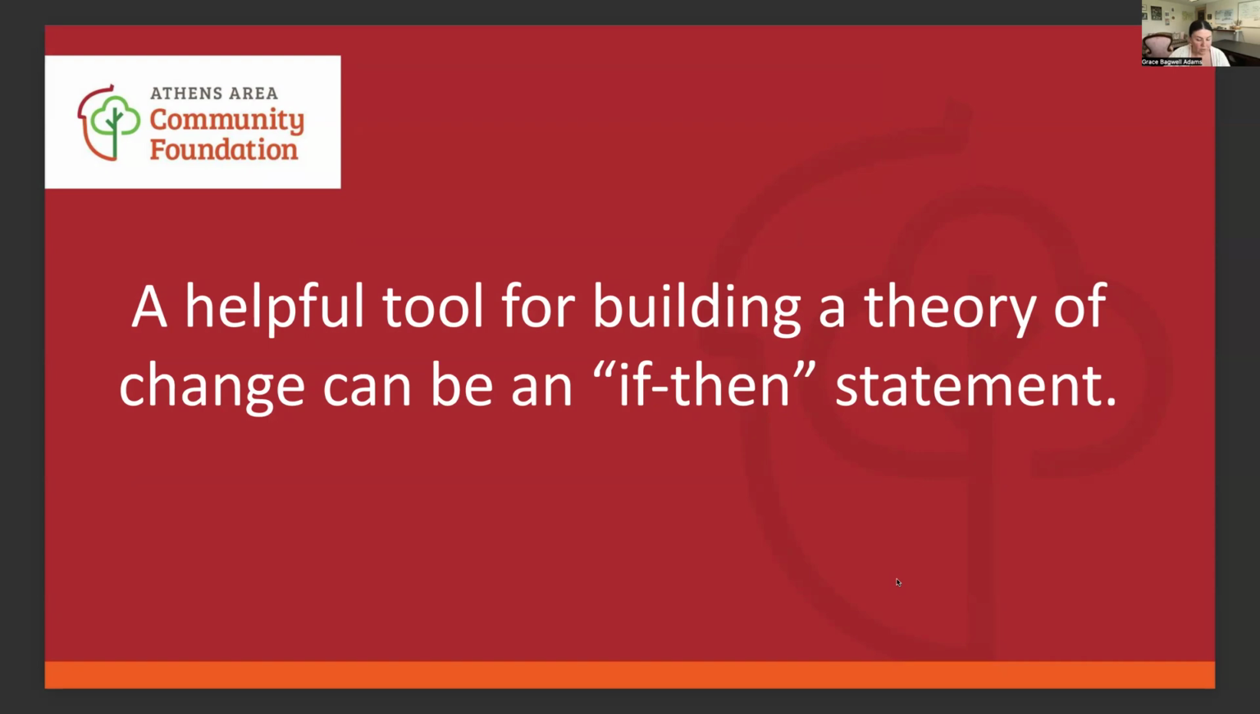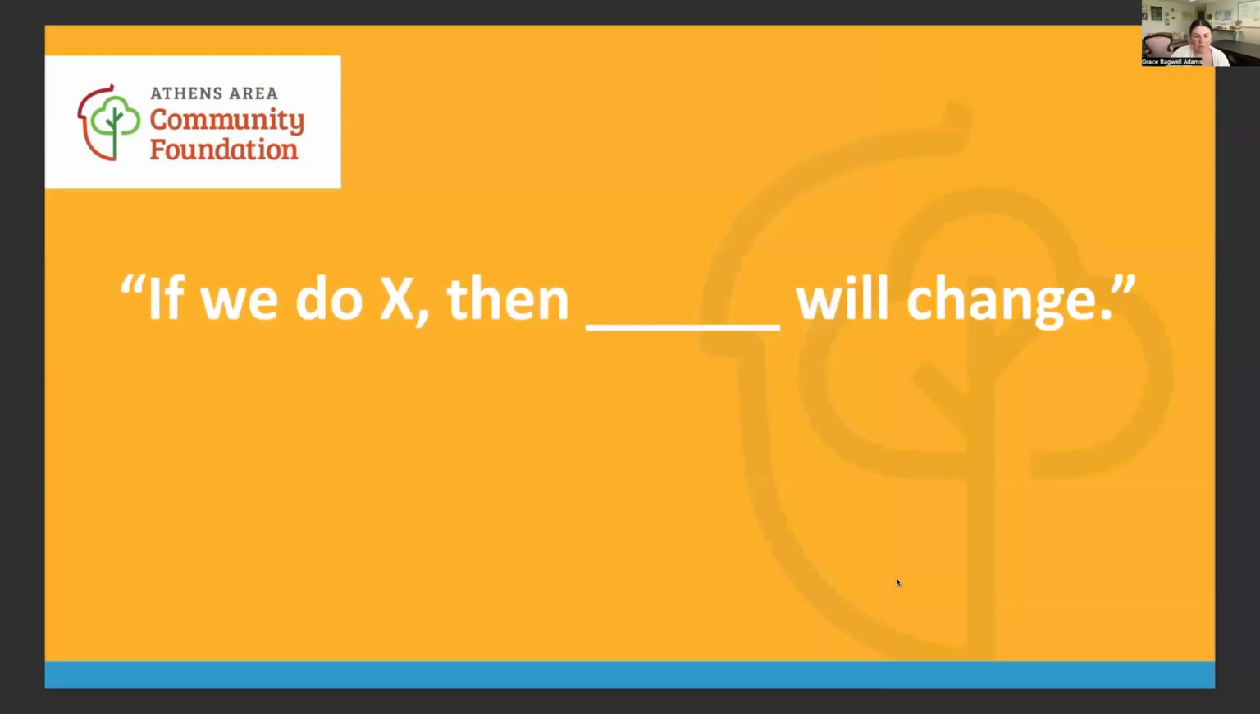The first would be to establish a causal relationship. Here's an example of a statement where you could fill in the blank yourself. If we do X, this is an example of an intervention, then blank will change. So here's an example. If we implement a training program for health providers on effective communication, then they will improve their interactions with patients. That is an example of an if-then statement that's trying to establish a causal relationship.